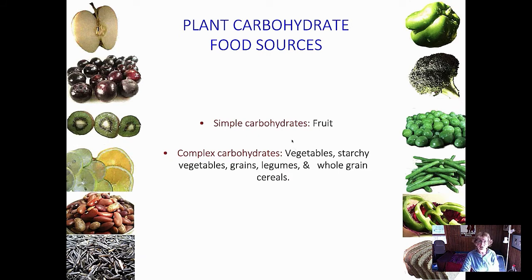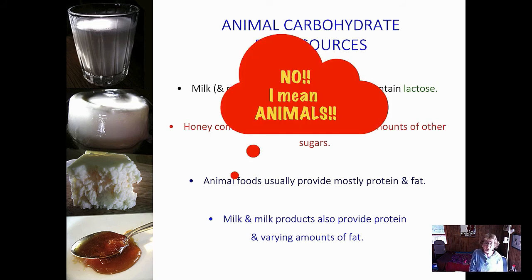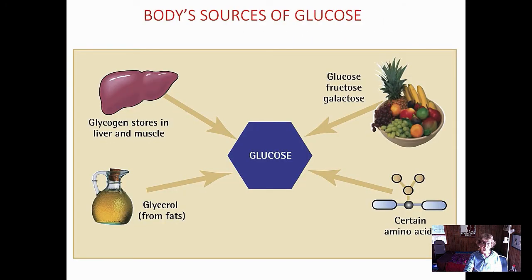Plant sources of carbohydrates include the simple carbohydrates found in fruit. We also have sucrose, so fructose and sucrose are found in fruits, and complex carbohydrates found in these other foods. Animal sources of carbohydrate are the dairy products that contain the disaccharide lactose, honey because it's made from bees, although animal products we usually consider as a source of protein and fat. We don't usually get carbohydrate from animals. Milk and milk products provide protein and varying amounts of fat. They also provide us with lactose. We get glucose wherever we can.